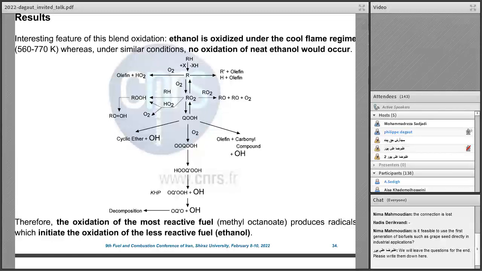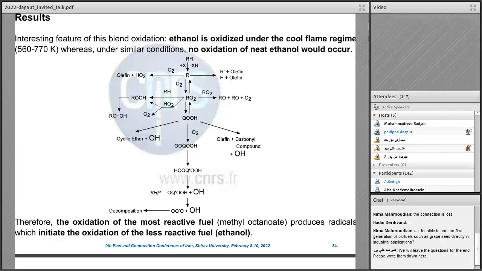You get this one, and by a second internal H atom transfer, you get this dihydroperoxy intermediate, which can decompose, producing an OH radical and a ketohydroperoxide. So this OH radical will then reinitiate the reaction here, and the overall oxidation starts to get faster, and by decomposition of the ketohydroperoxide you get another OH radical, which even increases the reactivity of the system.